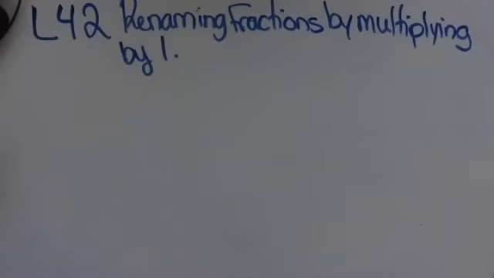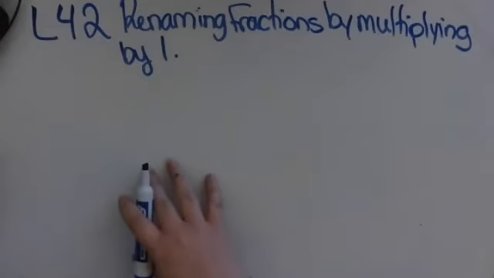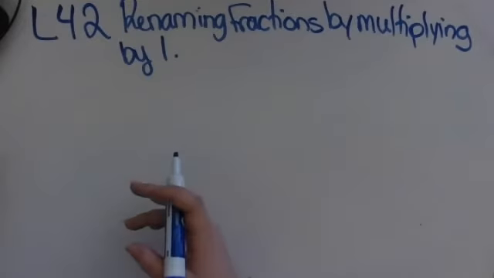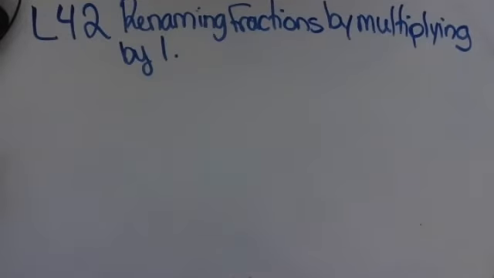This is lesson 42 for course 1, renaming fractions by multiplying by 1. So what we normally do with a fraction is we reduce it. Now what we're doing is we are making it bigger. So we're actually finding equivalent fractions is what we're doing.